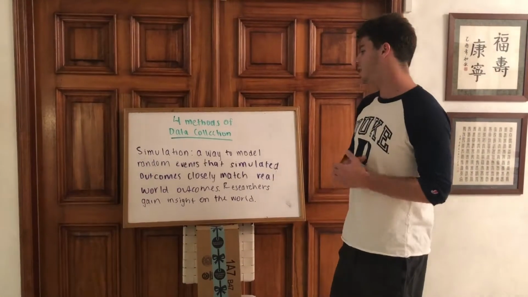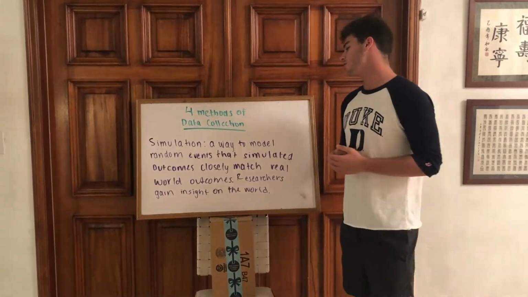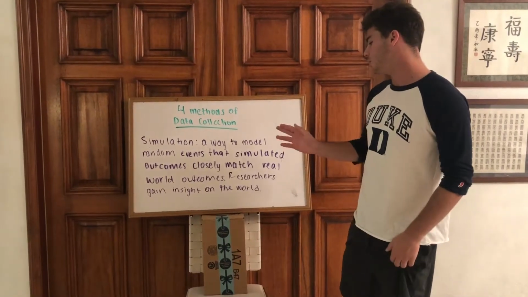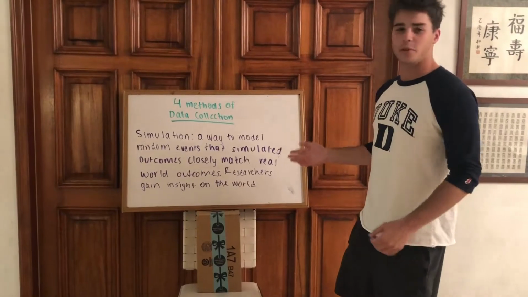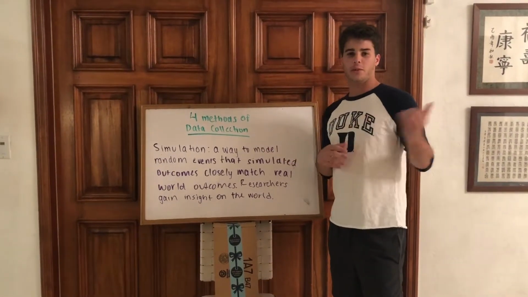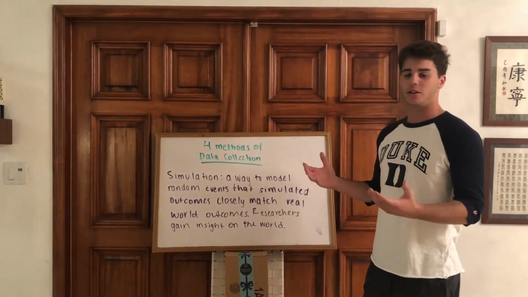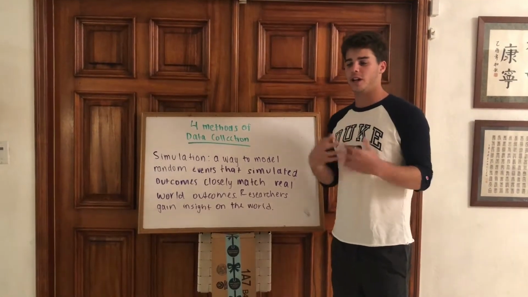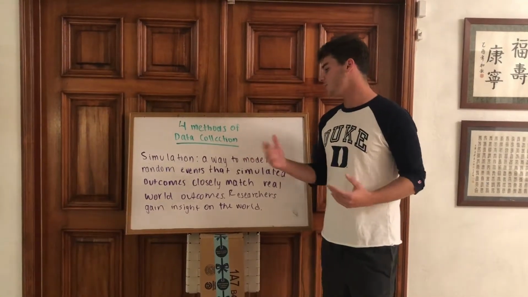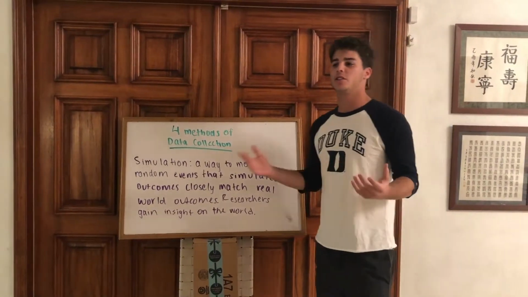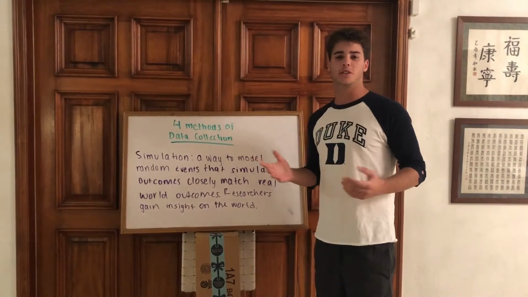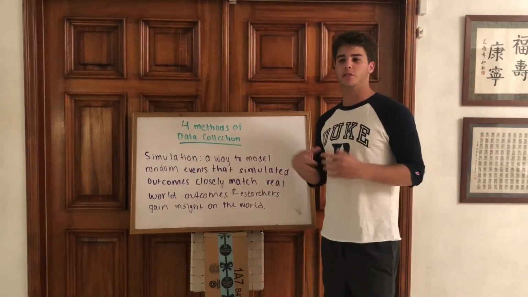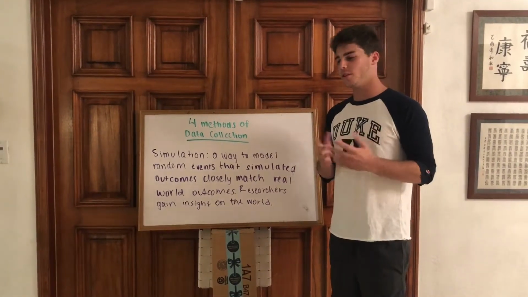Our fourth method of data collection is simulation. The definition is that it's a way to model random events so that simulated outcomes closely match real-world outcomes. Researchers gain insight on the world. Unlike the other methods, it's used to predict outcomes and not necessarily to gather information. One example would be, let's say you're trying to predict the winner of a World Series championship. We can assume that the teams have an equal chance of winning, because it's the 2 best teams.